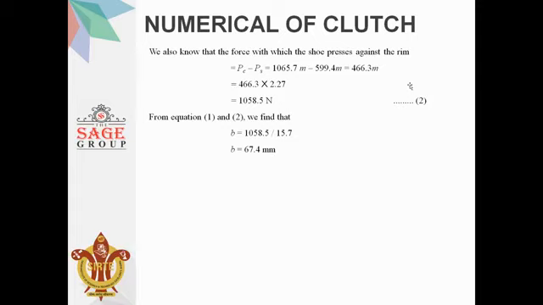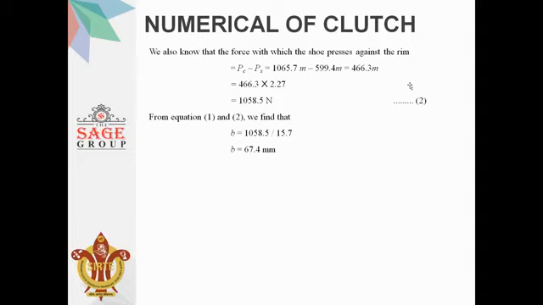Now, we also know that the force with which the shoe presses against the rim is equal to PC minus PS. This is equal to 1065.7 m minus 599.4 m, that means 466.3 m. Okay, this is the force against the rim. Now we substitute the value of m. So 466.3 into 2.27 will be equal to 1058.5 Newton. So this is our equation number 2.